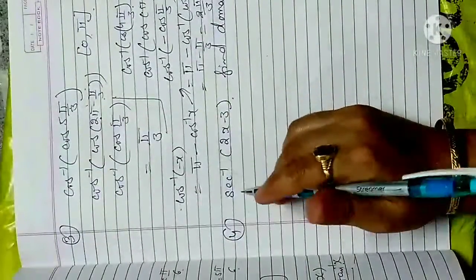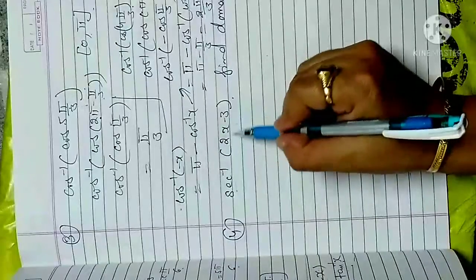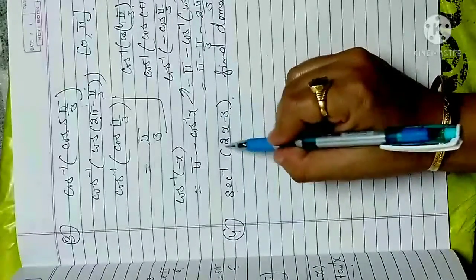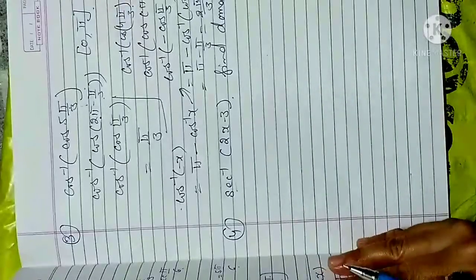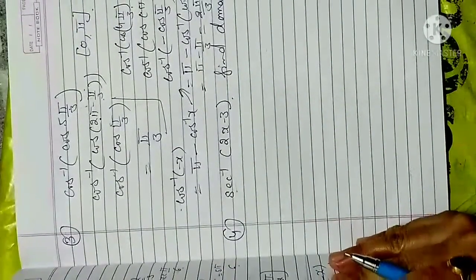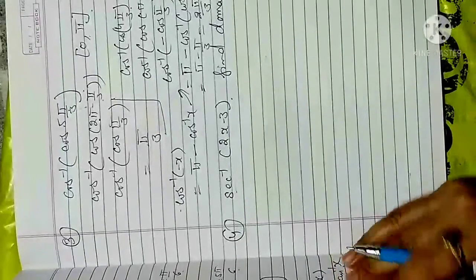Now my last question is, if I have a question like this, I have to find the domain. Domain means what values I can substitute in place of x so that it will come within the range. So the main thing is we have to find the domain.